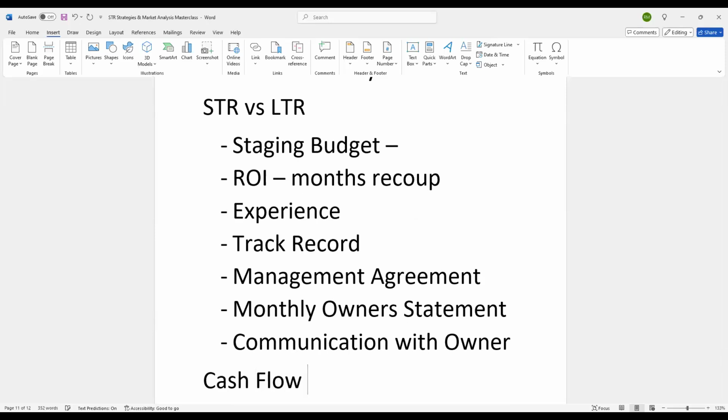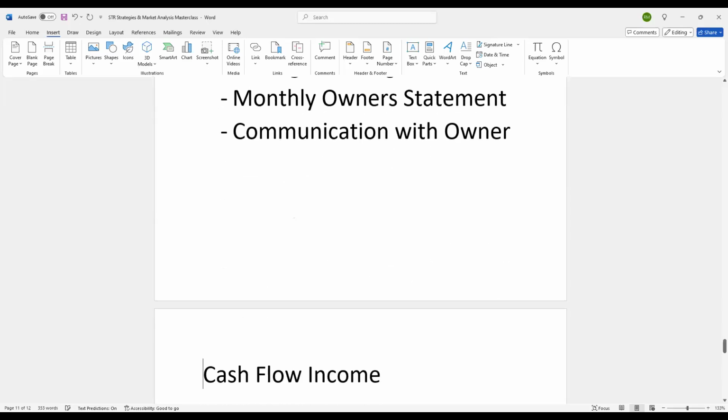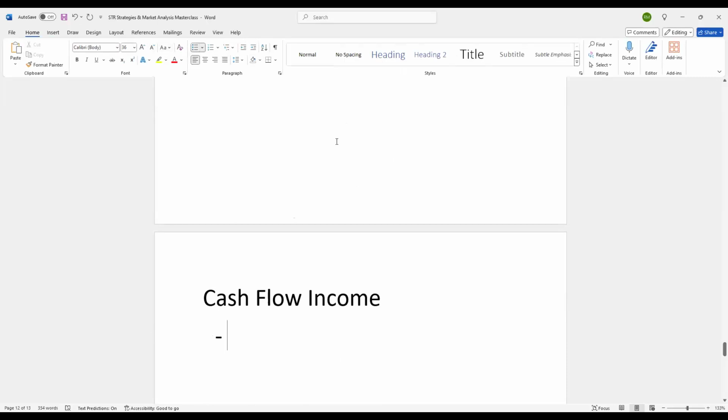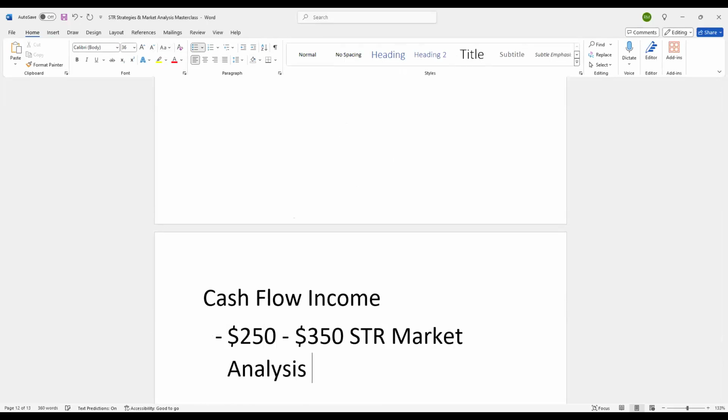All right, so let's talk about the cash flow income potential with this particular strategy, right? We've talked about the management report, so the market analysis. You can charge anywhere from $250 to $350 as a short-term rental manager to run that STR market analysis, right? It's an expertise. It's something that even a lot of real estate agents aren't familiar with.